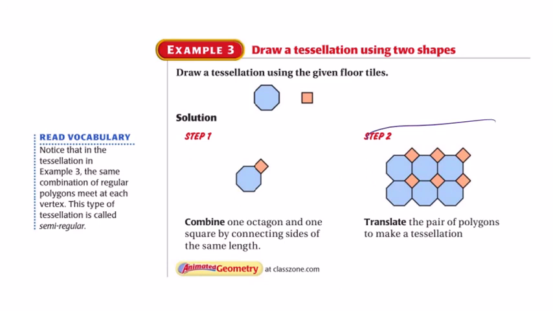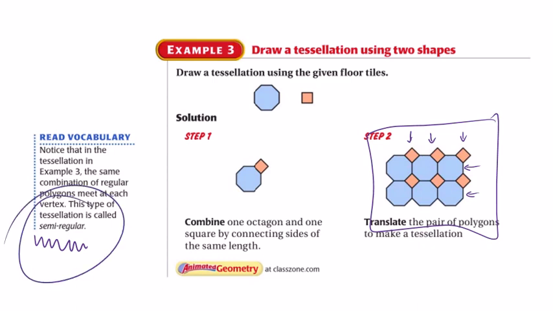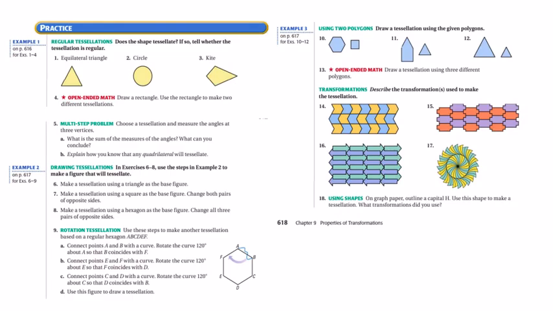This is not what would be called a regular tessellation, but it is what would be called a semi-regular tessellation, because it is made up of a combination of regular quadrilaterals, squares, and regular octagons. There are also really pretty patterns that are made up of several types of regular polygons. That, yet again, would be called a semi-regular tessellation.